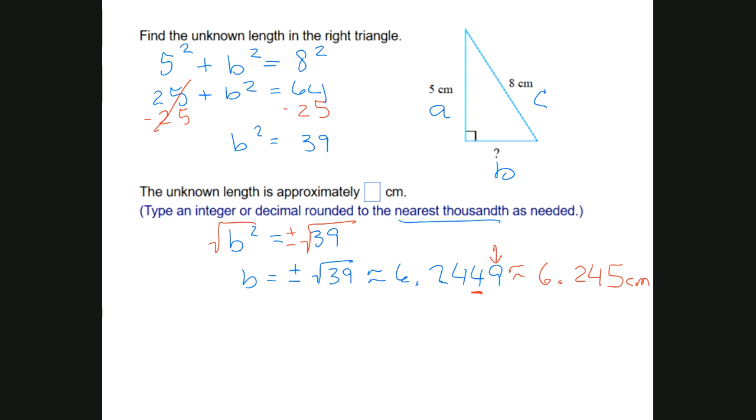So once again, we have a right triangle. We set up our equation, leg squared plus leg squared equals the longest side squared. Simplify: 5 squared is 25, 8 squared is 64. We need to take away the 25 on the left side so that we can get b squared by itself. We're left with b squared is equal to 39. We don't want b squared, we want b, so we have to do the square root property. We take the square root, place it in our calculator, and round appropriately.